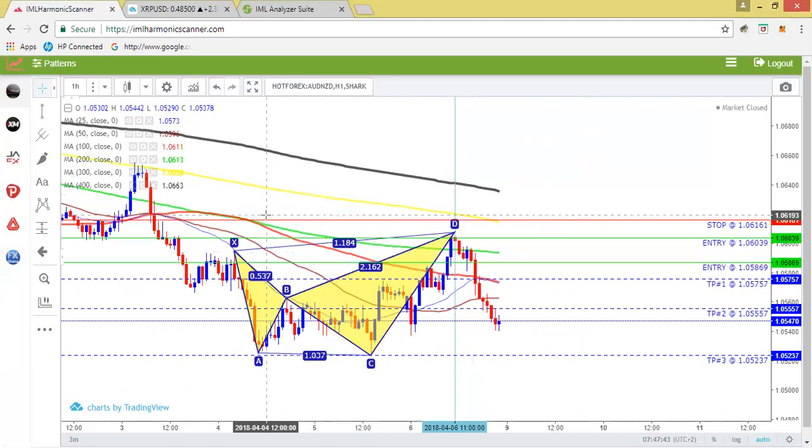But if you are targeting 5 to 10% daily profit, you make it easily on this harmonic scanner. This harmonic scanner is awesome, and the strategy I'm sharing with you now has been working perfectly on the harmonic scanner.